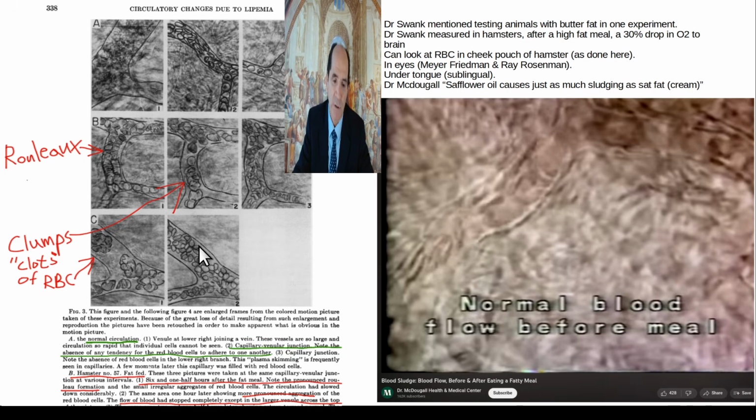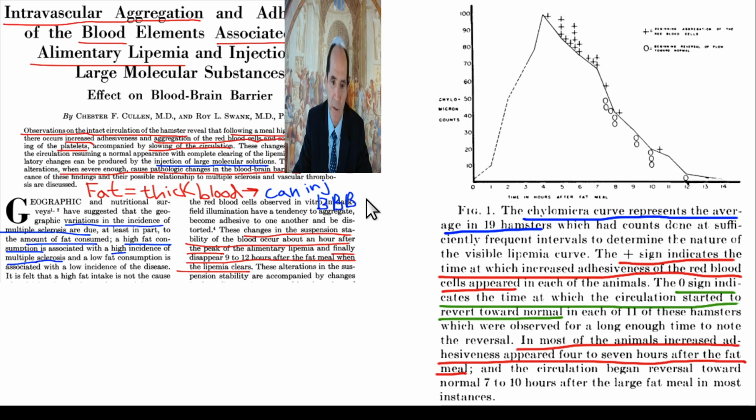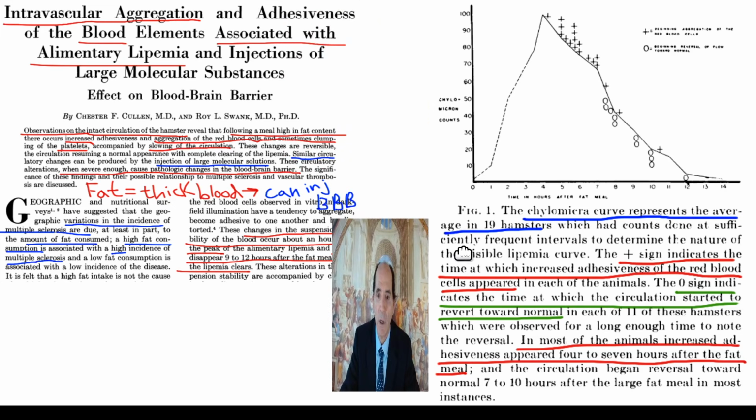The red blood cells will stick together. This is a paper by Swank. They'll clump together. So again, you're pumping thick blood. Pressure has to go up. And when all the red cells are stuck together, then you get less oxygen delivered to the tissues. Here's Dr. Swank's paper, Intravascular Aggregation Associated with Alimentary Lipemia, high blood fat. So the chylomicrons stuck the red blood cells together.